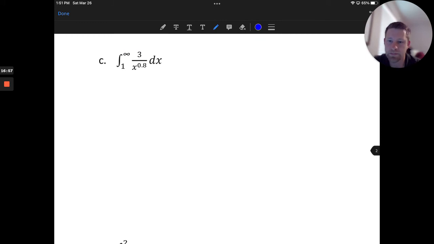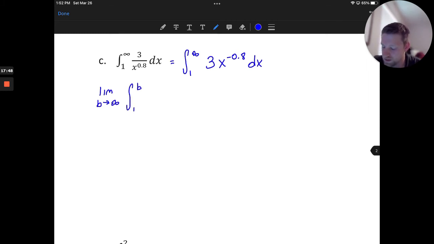We'll take a look at part C. All right, in this question we have the integral from 1 to infinity of 3 divided by x raised to the 0.8 dx. Okay, so let's see. I might even rewrite this one time before I introduce that limit. We have the integral from 1 to infinity. We could rewrite this as 3 times x raised to the negative 0.8 dx. That will prepare it for an antiderivative that we're going to need to take. So we can say that this is the limit as b is tending off towards infinity of the integral from 1 to b of 3x raised to the negative 0.8 dx.